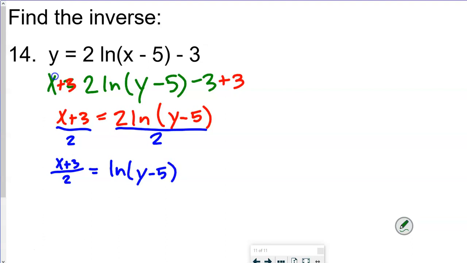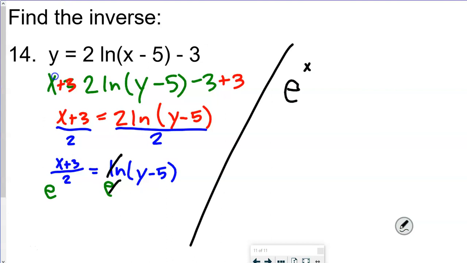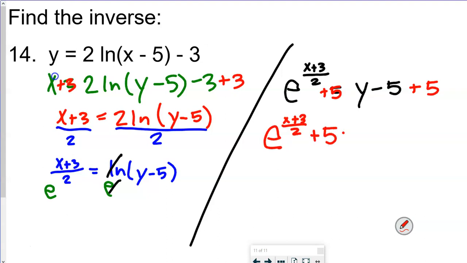So now here's where we have to use our e again. So that's going to be e there and e here. So that gets rid of that. So I'm going to go over here, y'all. So this is going to be e to the x plus 3 over 2, and then that equals y minus 5. So we're going to add 5 to both sides. So this is going to be e to the x plus 3 over 2, plus 5, and that's equal to the inverse of y, or we could also say f to the negative 1. And the only reason I'm showing you guys these different notations is so if you take a test somewhere else, you know how to do it. Okay?